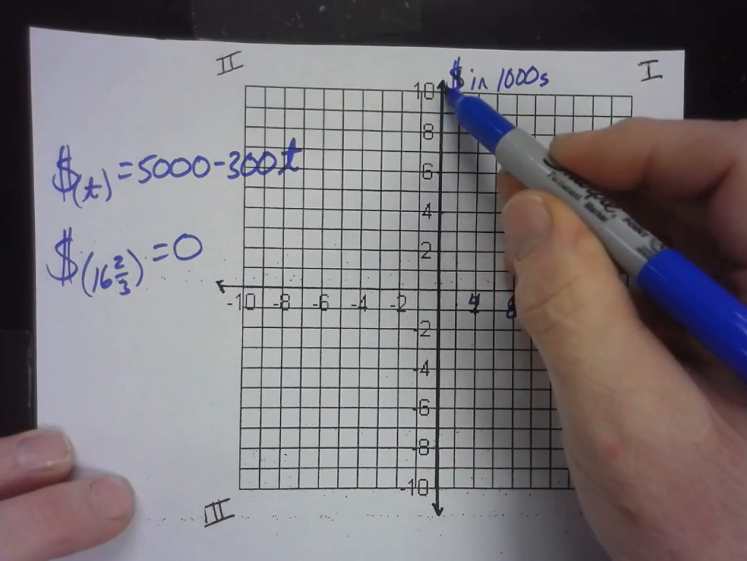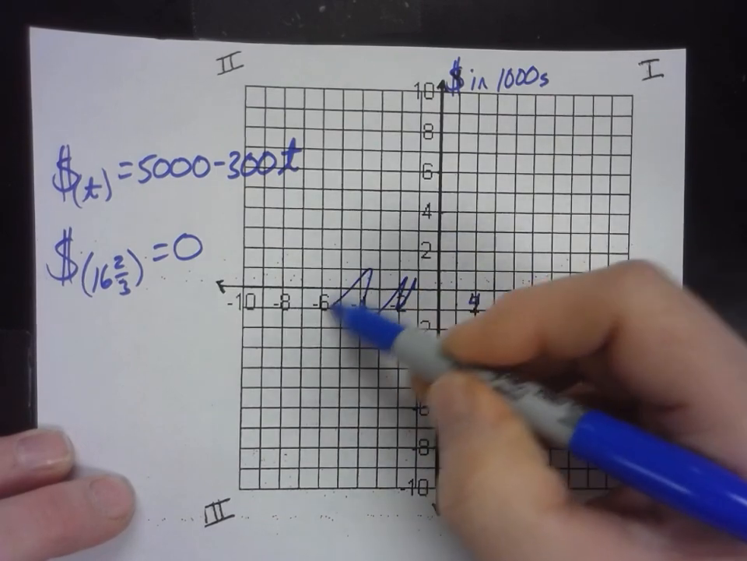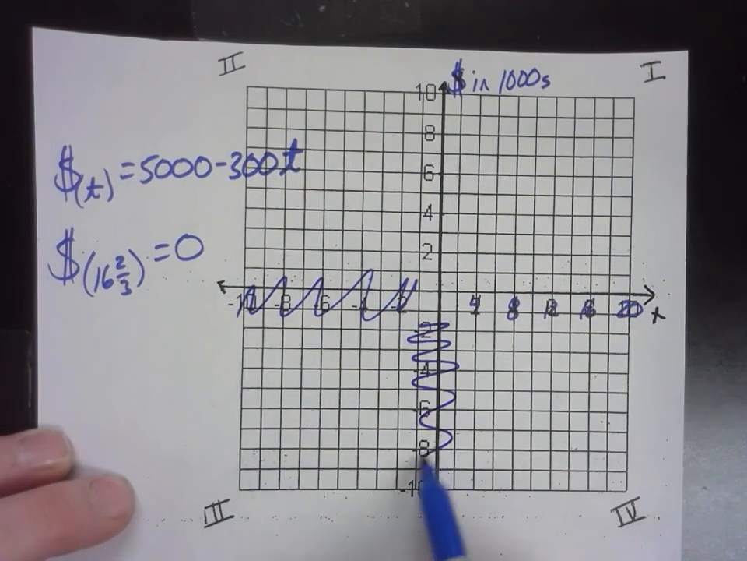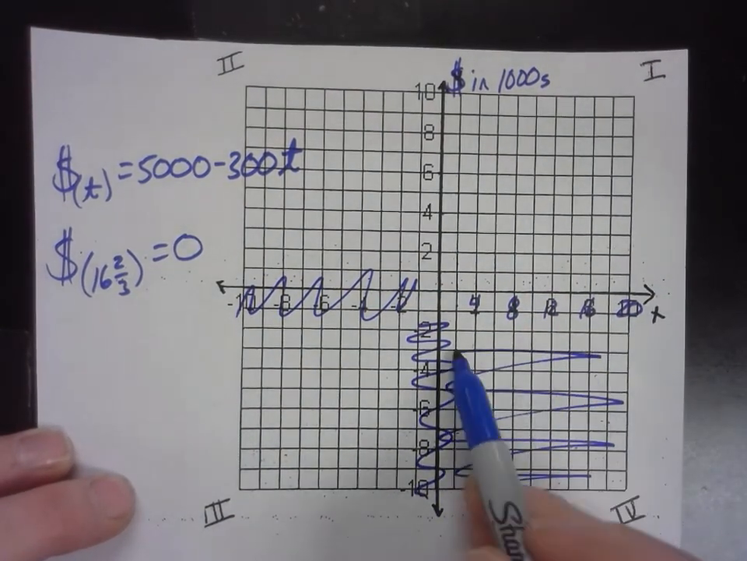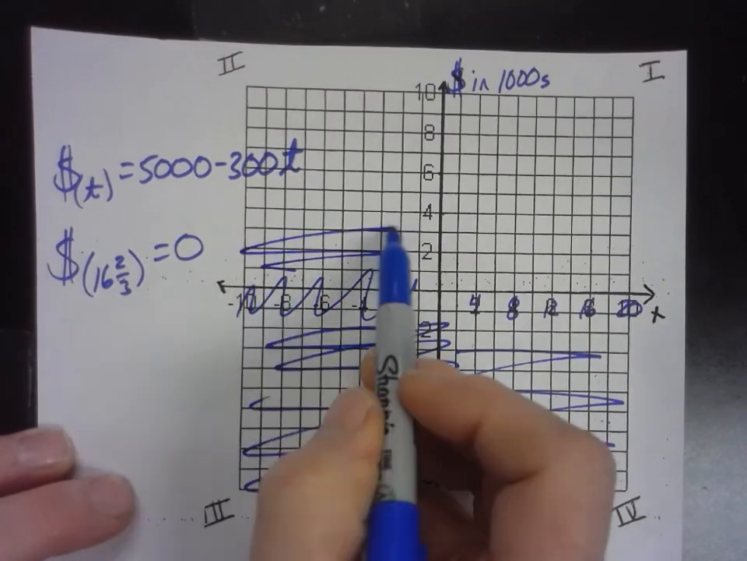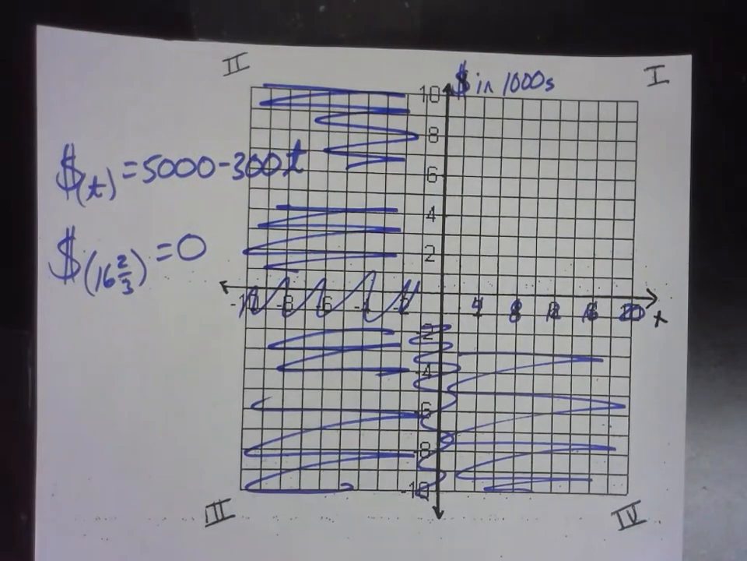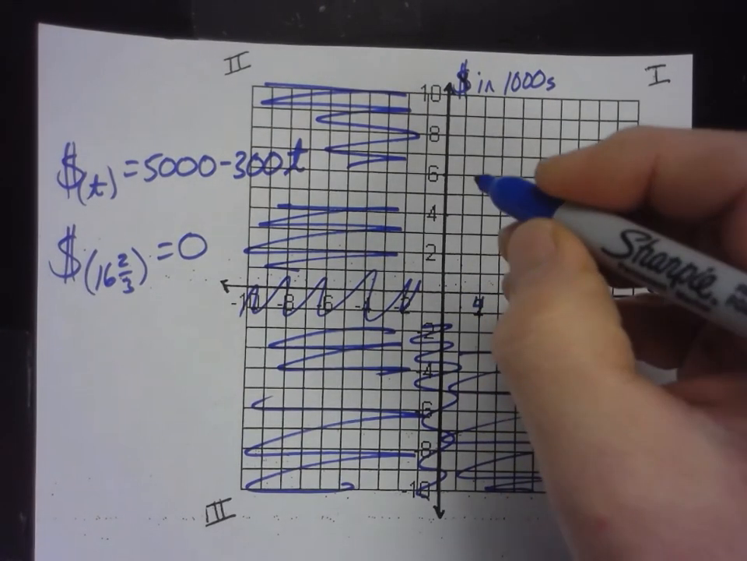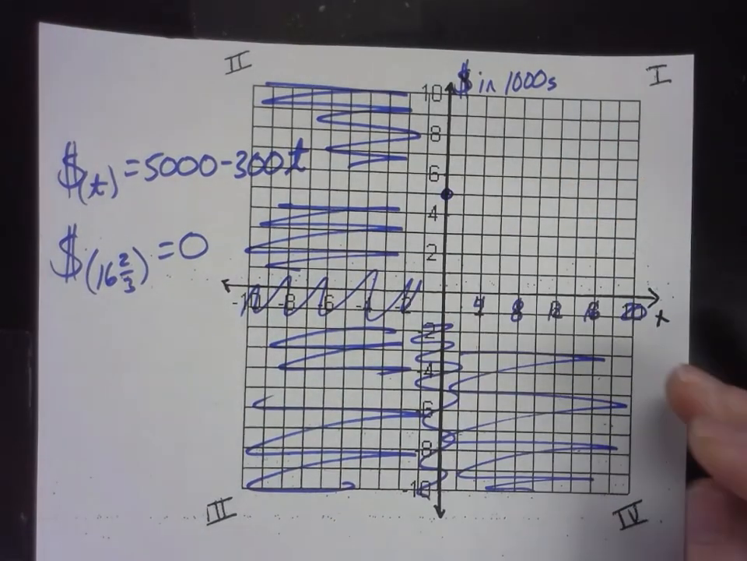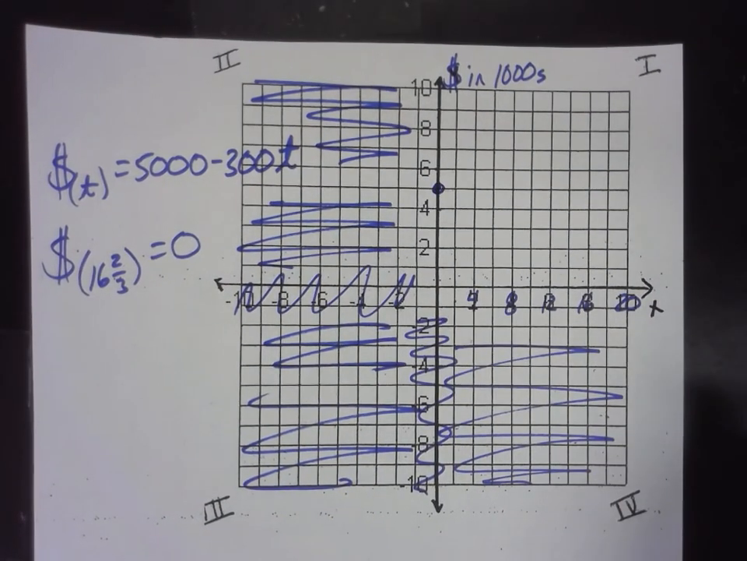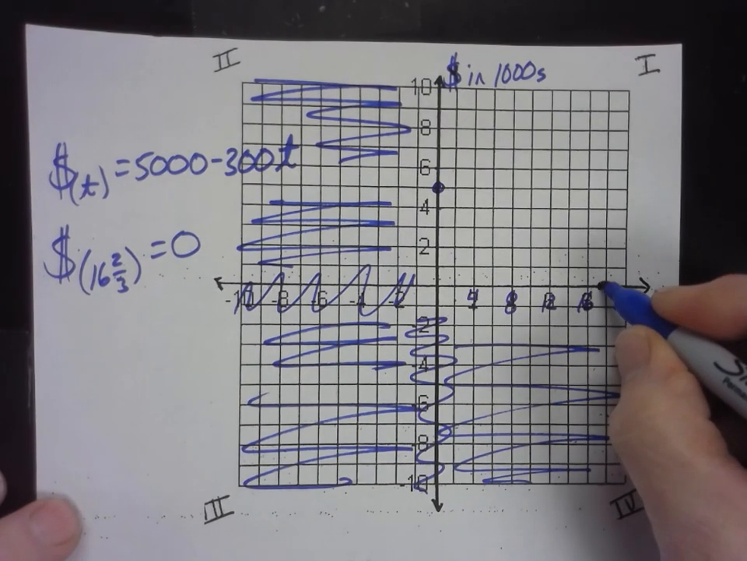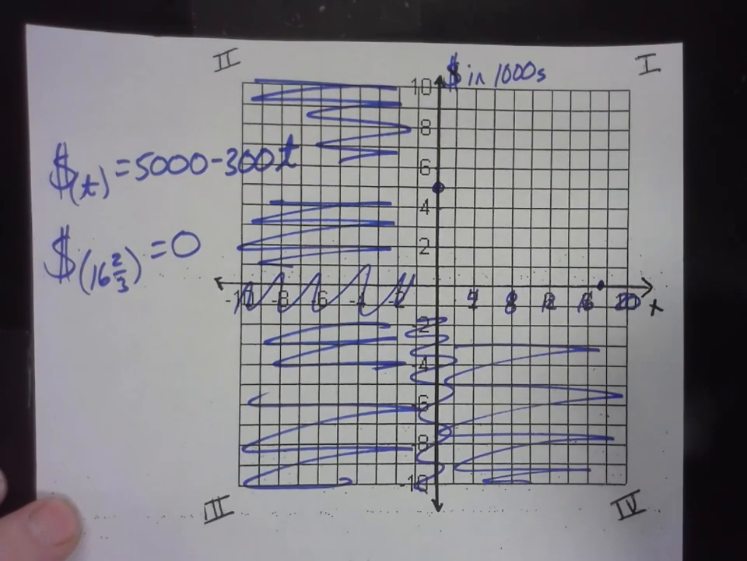You okay with that? And then we're not even going to worry about the other quadrants, are we? We're not going to talk about time negative anything, and we're not going to talk about money negative anything, are we? So at time 0, we're at 5,000. That's our initial amount. And then at 16 2/3, the money is down to 0, isn't it? So that's our x-intercept.